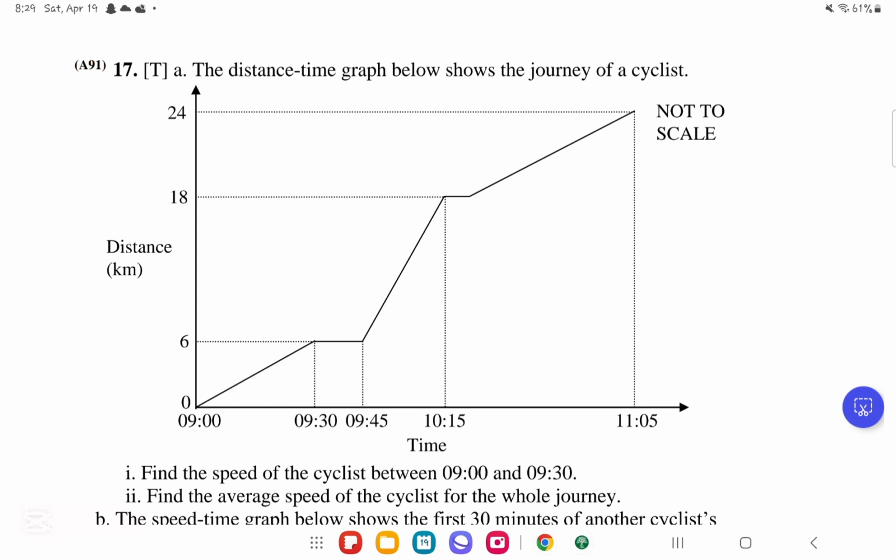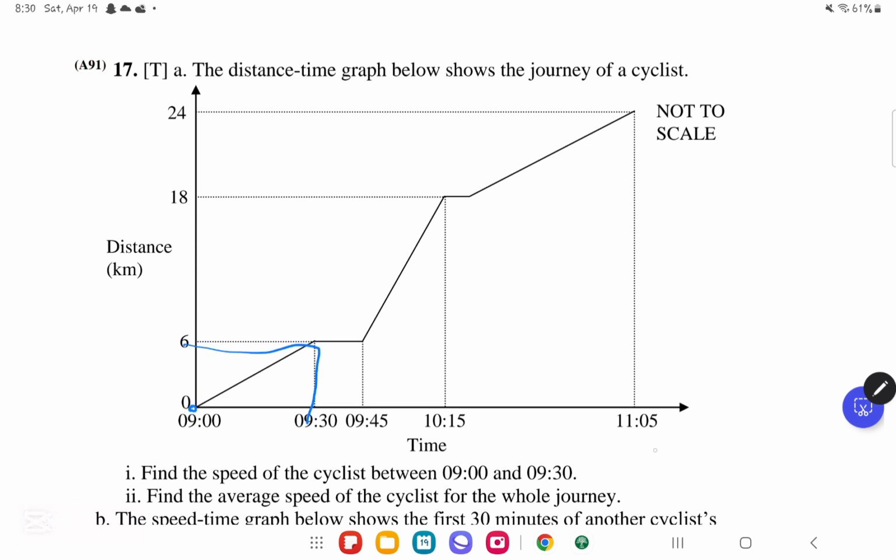Find the speed of the cyclist between the time 9 hours and 9 hours and 30 minutes. So between 9 and 9:30, they want us to find the speed of the cyclist. We know the speed is what? The speed is distance over time, okay? So because we're dealing with the slope, we're going to take the 2 points from 9:30 and 9.